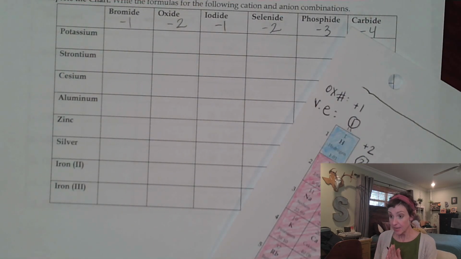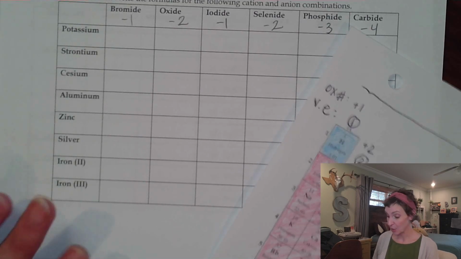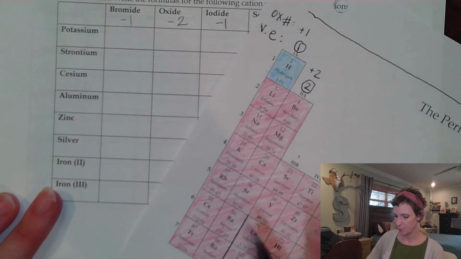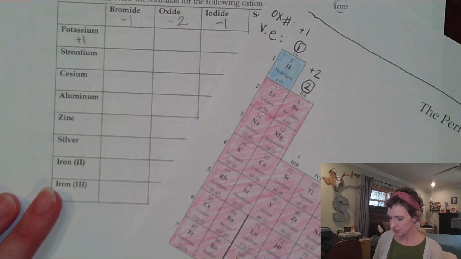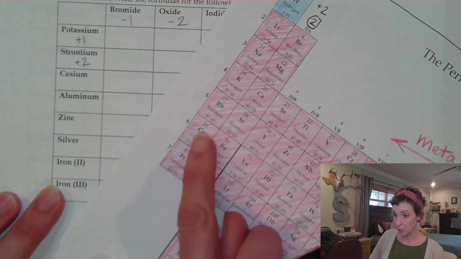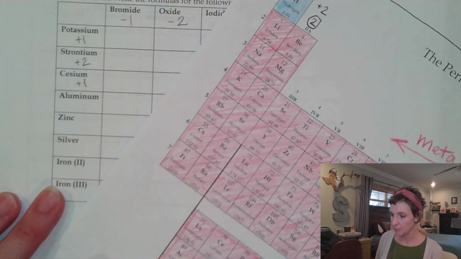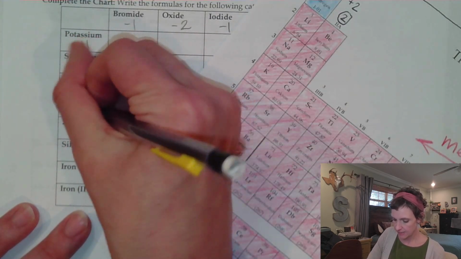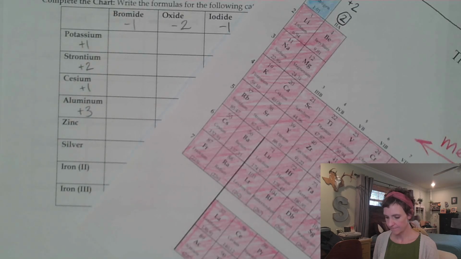Okay. All right, we got metals here. I'm going to go real quick. So we got potassium, group 1, +1. Strontium, group 2, +2. Cesium, group 1, +1. Aluminum, group 13, we know he is a +3. Zinc. Huh?